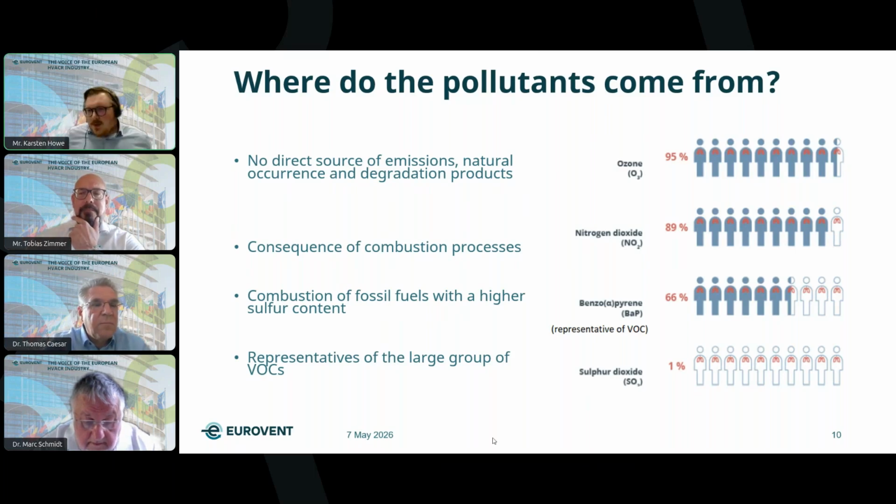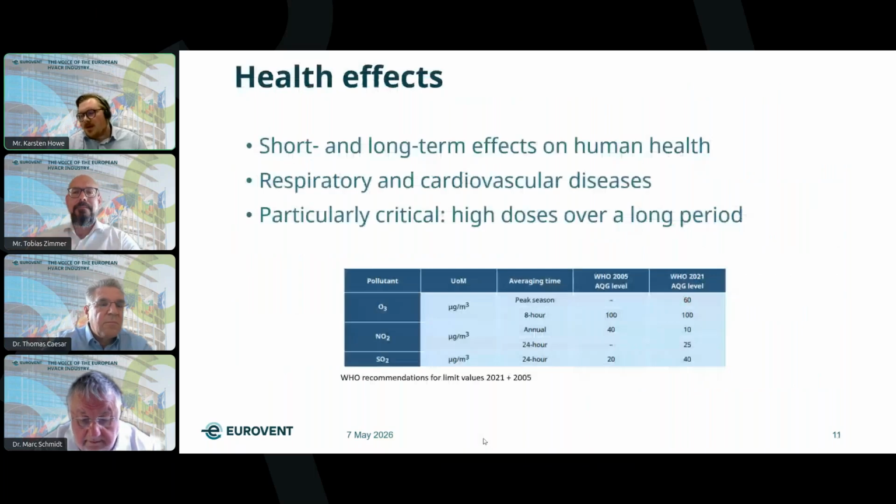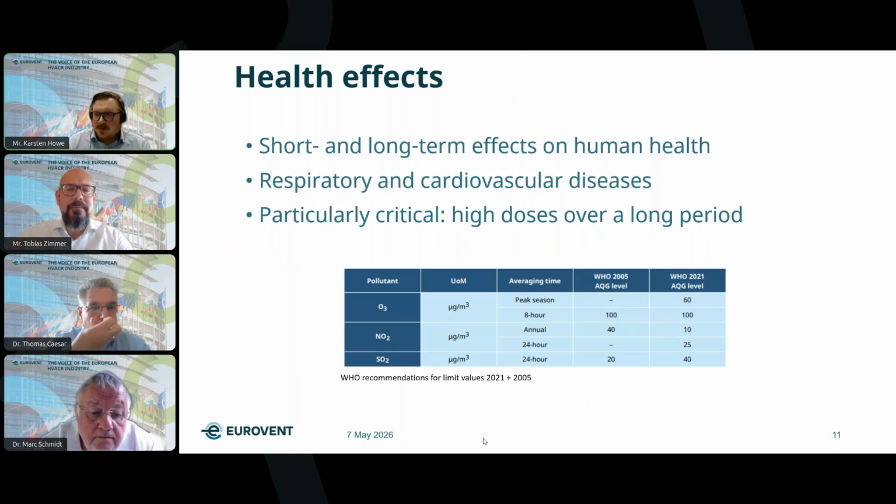Then why do we use it? Of course, it's health effect. Here we can see the current World Health Organization limits with short and long-term effects on human health. What is important when you see these doses, you can also see these doses in our Eurovent recommendation, is the averaging time. You can see here for O3, we have the peak season and the 8-hour dose. For example, for the NO2, you have an annual average time and the 24-hour dose. And this varies from substance to substance.